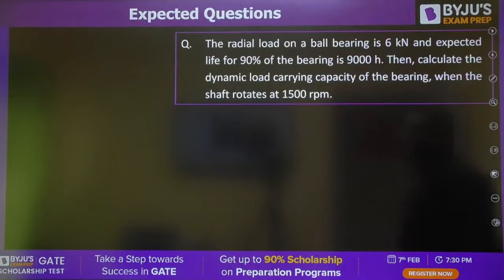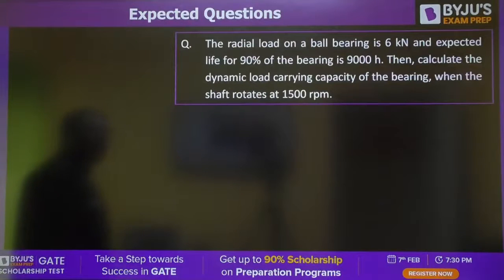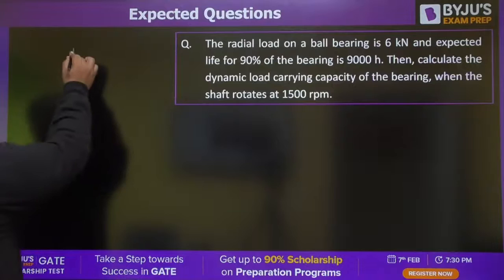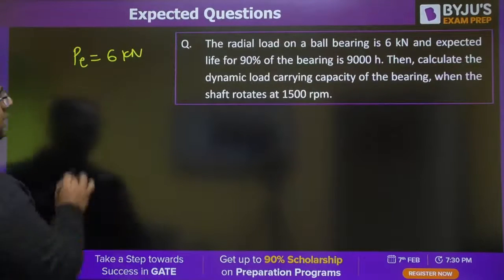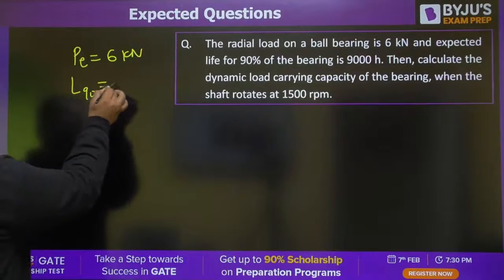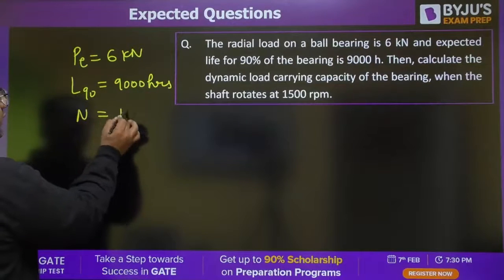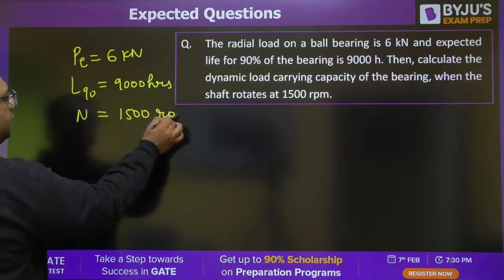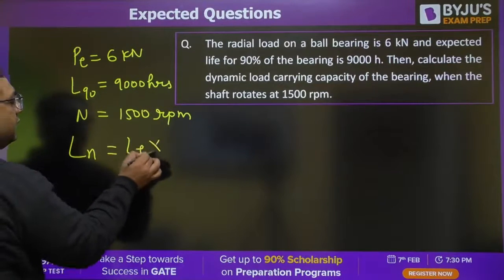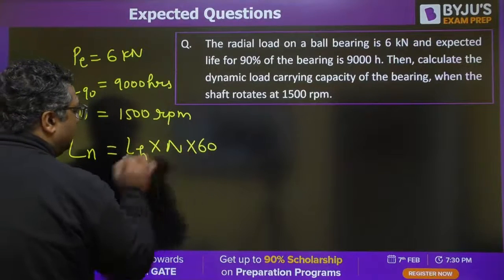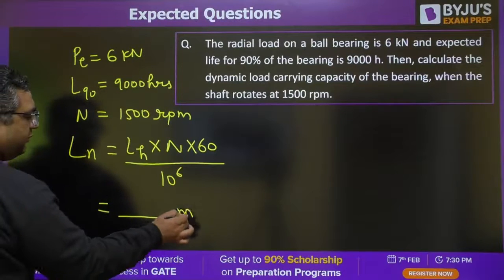Next question is from the bearing. You can see that. Very good, Malesh. The radial load on a bearing is 6 kilonewton. So PE is 6 kilonewton. Now we have expected life for L90 as 9000 hours. Speed is 1500 RPM. So we can find the life in million revolutions as L into N into 60 divided by 10 to the power 6 million revolutions.